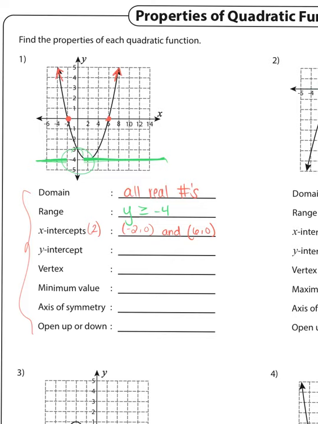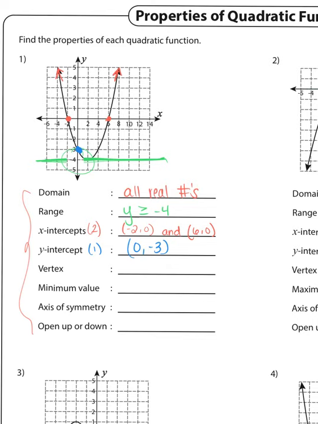Then we're going to go ahead and do our y-intercept. And that's anytime the graph crosses our y-axis, okay? In this case, it crosses here. All right, so we only have 1 here. And that point is (0, -3). Okay, so that's our y-intercept. Remember, when it crosses our y-axis.